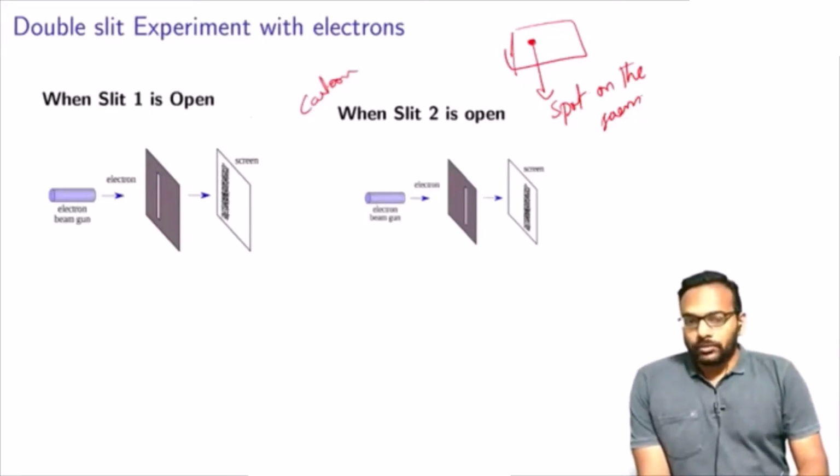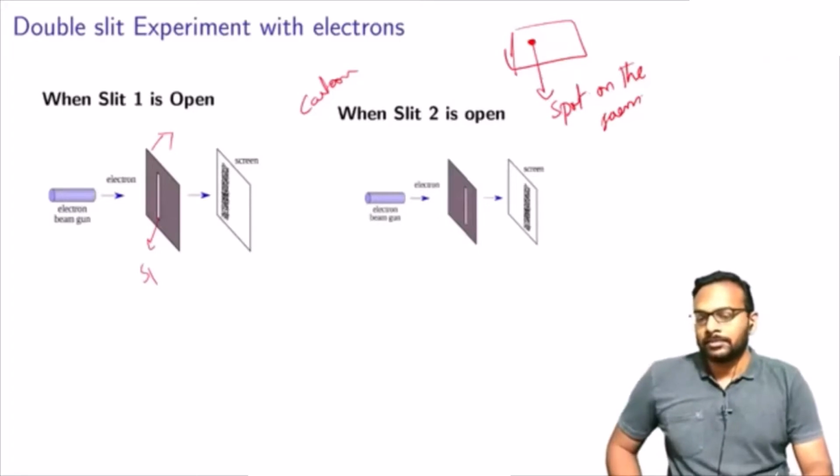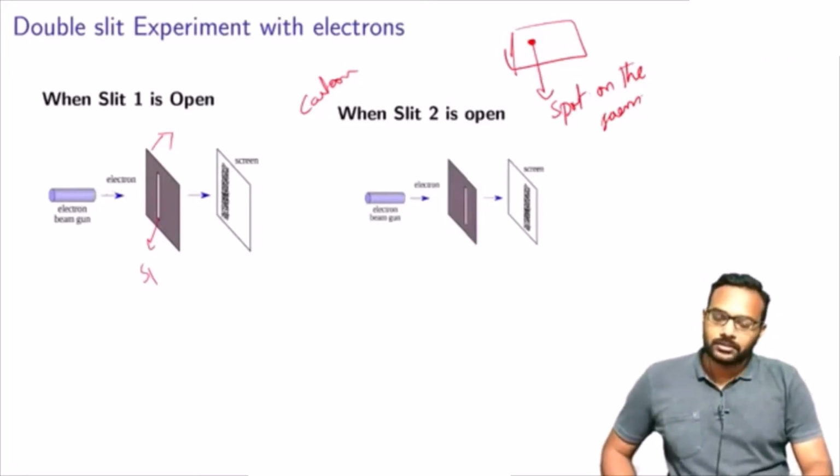Now we know how the electron interacts with the screen. It interacts like a particle. It creates a spot. That's fine. Now what we do is keep the double slit arrangement first with only slit 1 open. We'll keep slit 1 open and send electrons through it. This is an electron beam gun, a very advanced kind of electron gun, which we can manipulate as we wish. So we are sending electrons to this single slit, and as expected, you see a pattern behind slit 1.